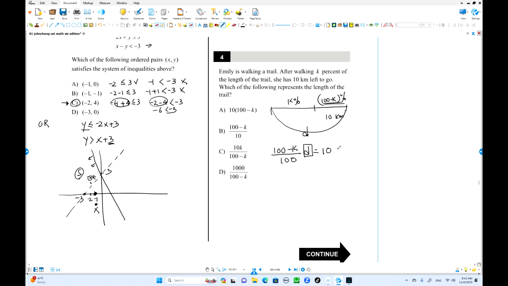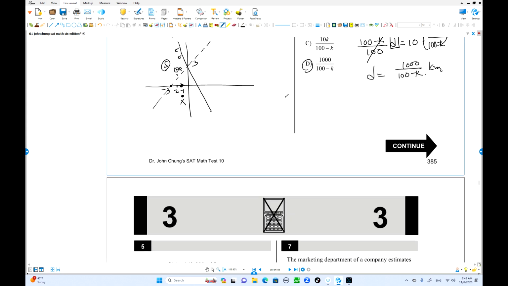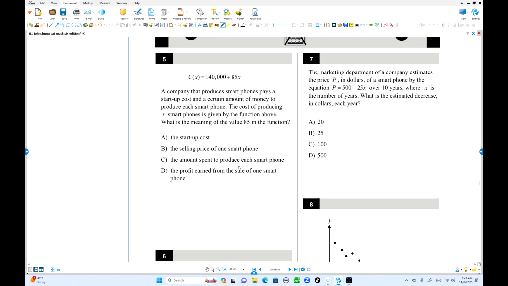Multiply by the reciprocal, okay? Times 100 over 100 minus K. So D equals how much? 1,000 over 100 minus K. Right? Yeah, that is the length of this entire trail. Okay, where is the answer? Choice D is the answer. Okay. Here is number 5.